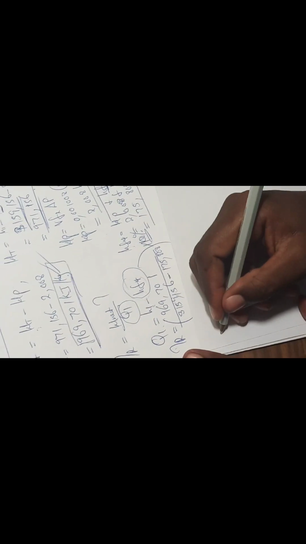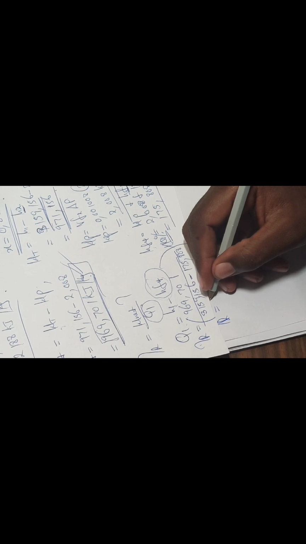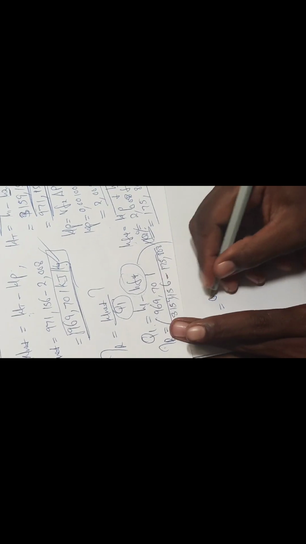So our cycle, let me find the paper. So our cycle efficiency here is going to be 0.325, but I will just have to multiply it by 100. So our answer is going to be, since it is efficiency, you have to say 0.325 multiplied by 100 is going to be 32.5%.